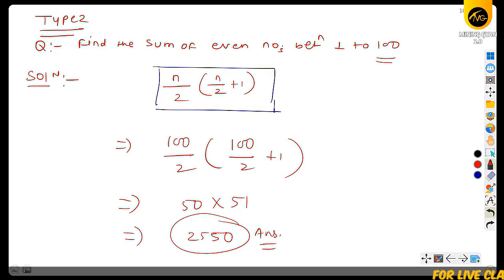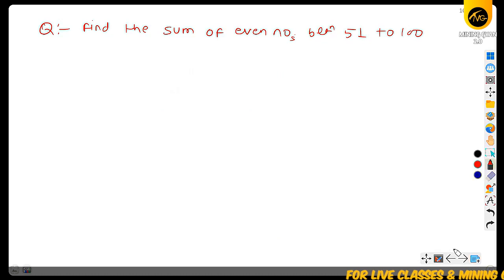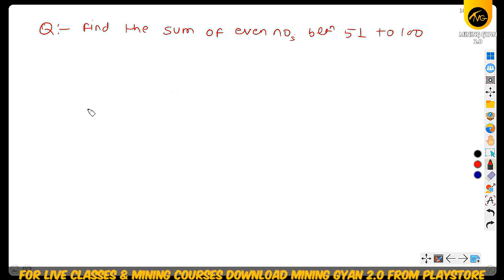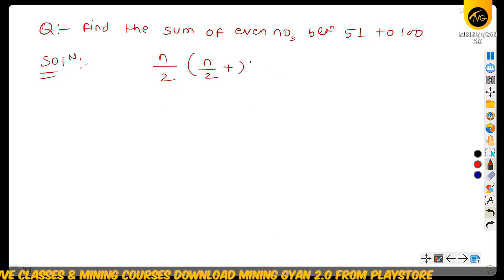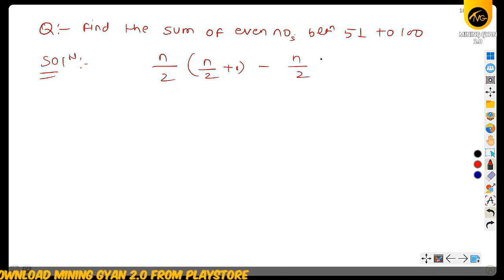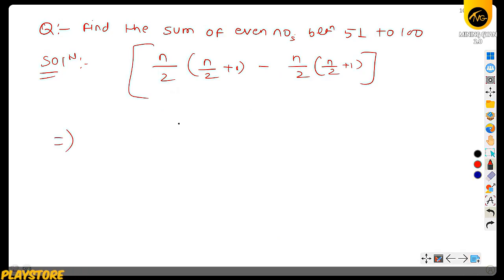Now the next one is: find the sum of even numbers between 51 and 100. Now this starts from 51. That's why you have to use the formula in repeated portions: n divided by 2 into n divided by 2 plus 1. Now the second portion is again n divided by 2, n divided by 2 plus 1. Clear? This is the first portion and this one is the second portion.